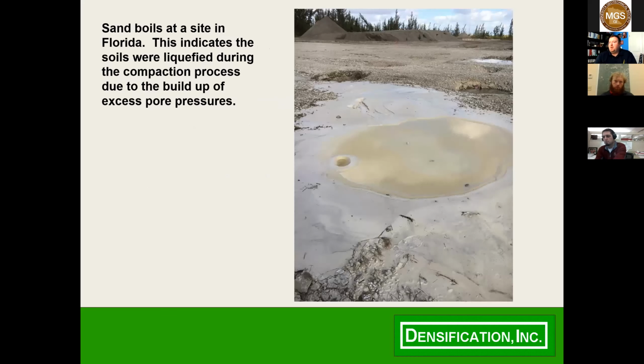So here's a picture. I really like this picture. This is a job we did down in Florida. And basically you can see sand boils coming up. This was a very sandy site with shallow groundwater. But what this tells you is that you're liquefying those soils and that the process is working. You're building up this pore pressure, you're liquefying it, you're densifying these soils. And that is the excess pore pressure alleviating itself, right?